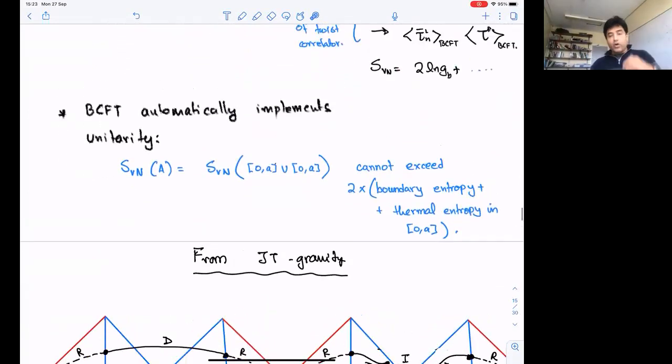So what we are seeing here is that boundary conformal field theory automatically implements the unitarity that we seek in the Page curve description for the two-sided black hole. The von Neumann entropy of these two semi-infinite intervals basically cannot exceed twice the boundary entropy plus the thermal entropy in the finite interval zero to A.